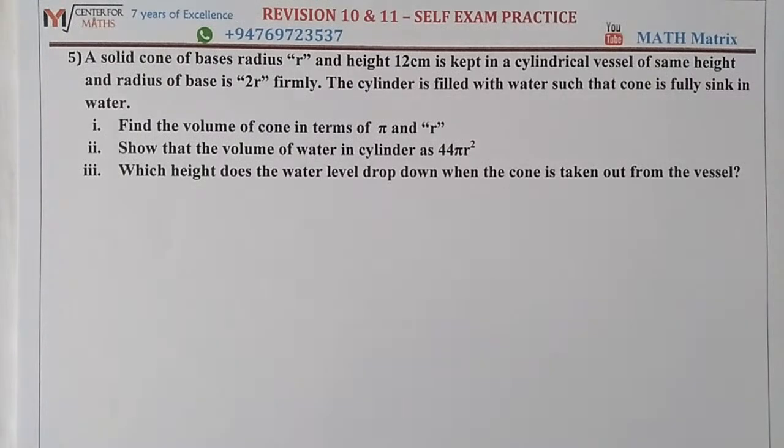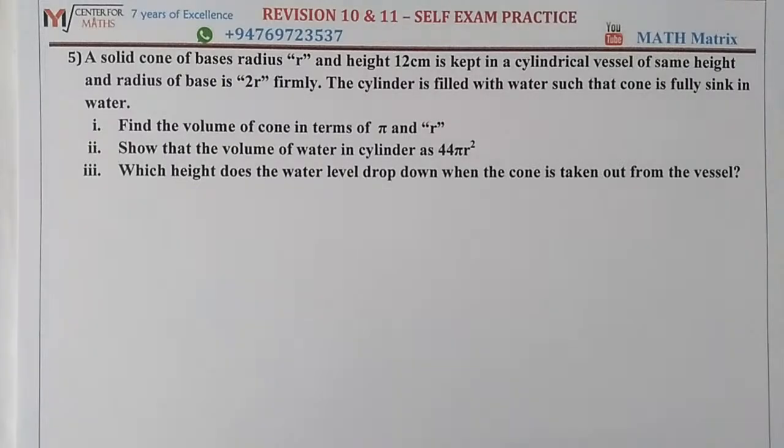Right. So now we are moving to the last question, question number 5. A solid cone of base radius r and height 12 cm is kept in a cylindrical vessel of the same height and radius of the base 2r firmly. The cylinder is filled, read carefully, with water such that the cone is fully sunk in water.